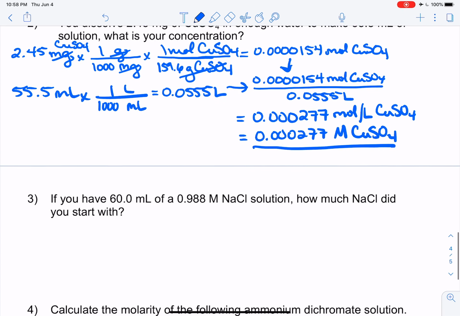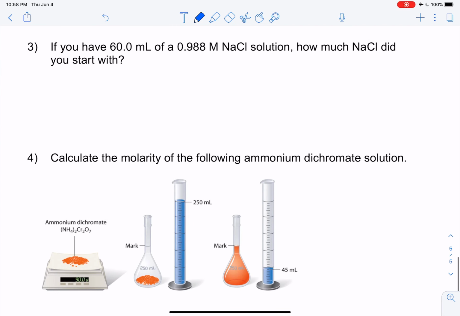Alrighty, on to problem 3. If you have 60 milliliters of a 0.988 molar sodium chloride solution, how much sodium chloride did you start with? So it's asking you, how much sodium chloride did you put on the balance? Like, what did the balance read for you? How many milligrams or how many grams?